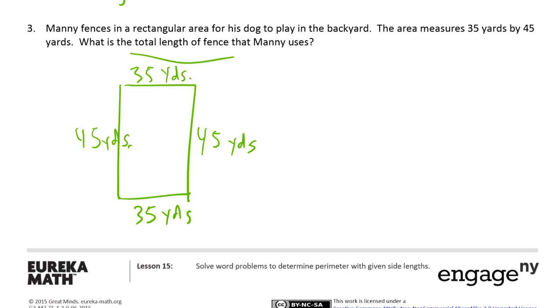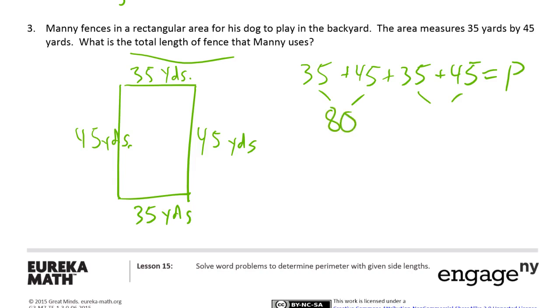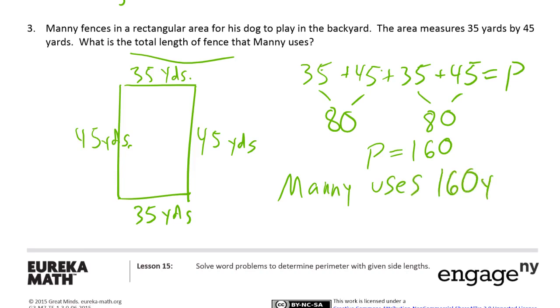So 35 plus 45 plus 35 plus 45 equals the perimeter. And we can see that if we take the 35s and the 45s, that's going to add up to 80, right? Because 3 plus 4 is 7 tens, and then these two 5s are going to make another 10 for 80. That's just my mental process right here, so I'm showing it by making these number bonds. 160. And he uses 160 yards of fence.